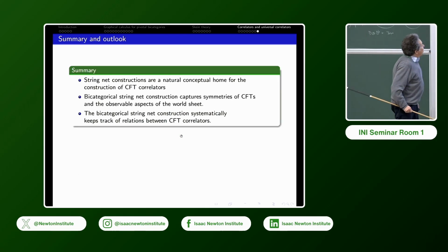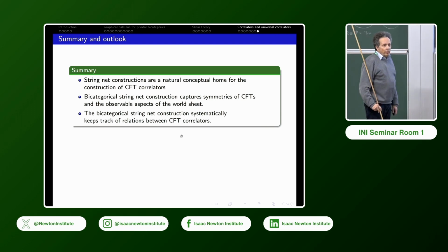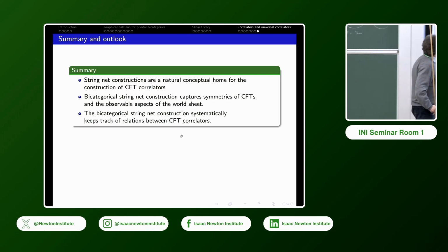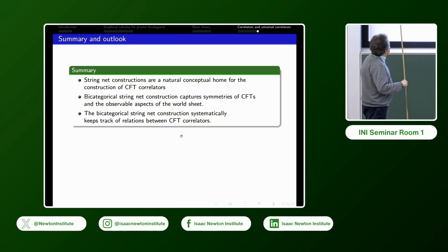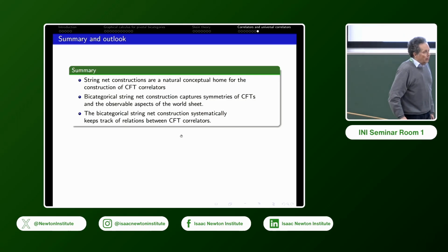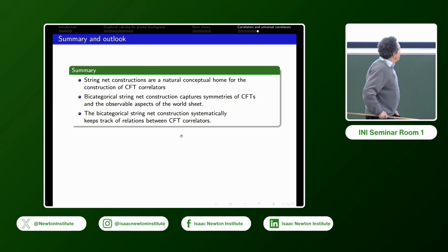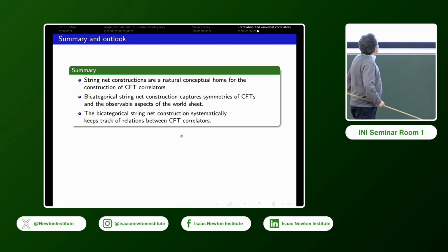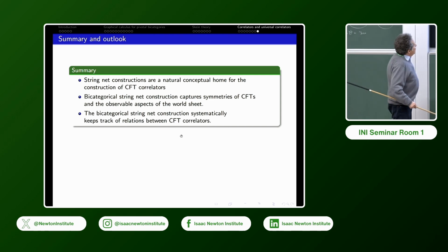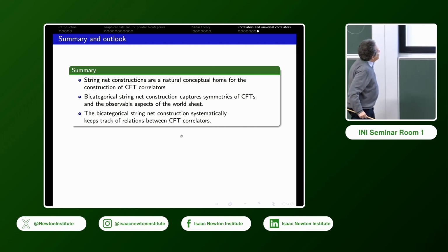And let me summarize. So I hope you see that these stringnet constructions are a very natural home for these constructions, that the bicategorical stringnet construction is quite important because it captures symmetries of the correlators, it captures relations between the correlators. By taking a worksheet, looking at its class, I'm getting relations between different worksheets which translate via the universal correlator into relations between the correlators. And so this is another important point.